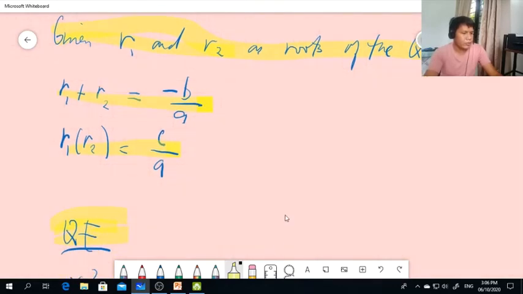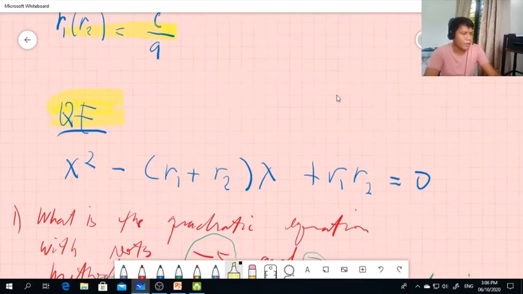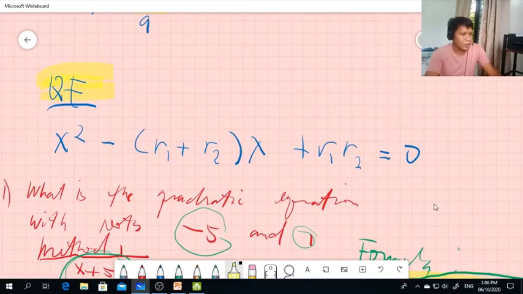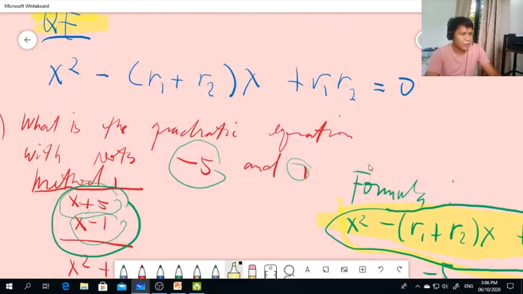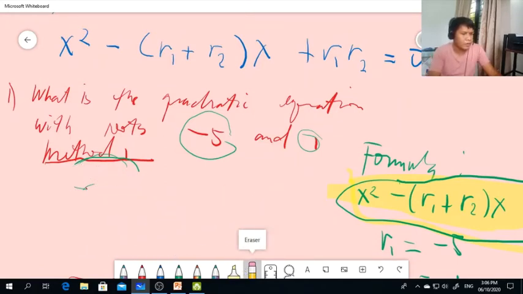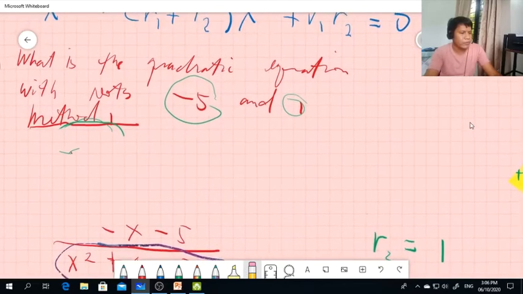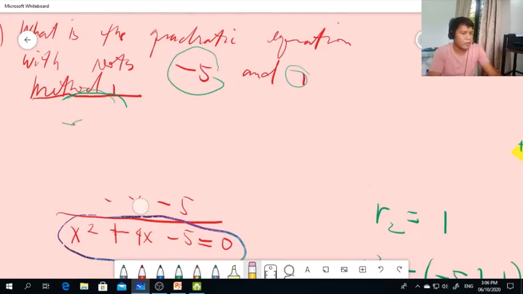And the quadratic equation is formed by simply applying the formula x squared minus the quantity r sub 1 plus r sub 2 times x plus the product r sub 1 times r sub 2, and that's equal to 0. Okay, let's consider this one. So let me erase this part first so that I can explain the formula very well. Okay, so we are going to use two methods here.